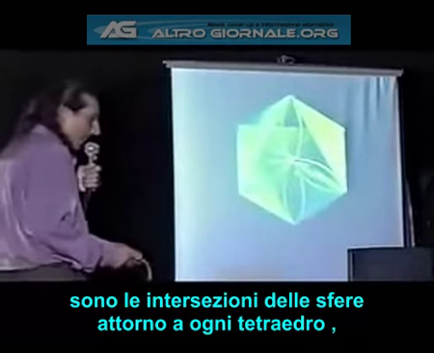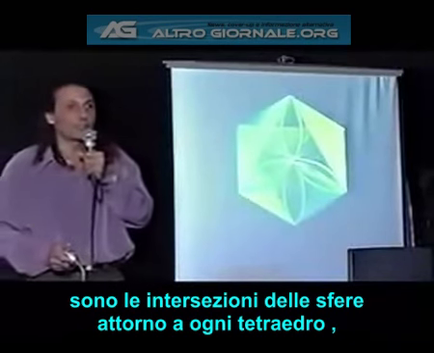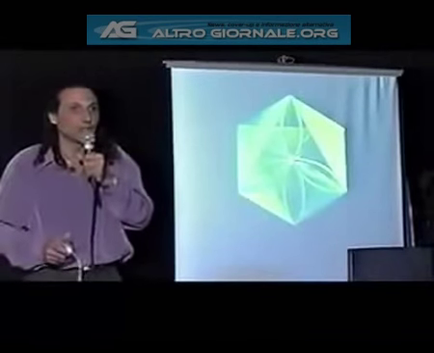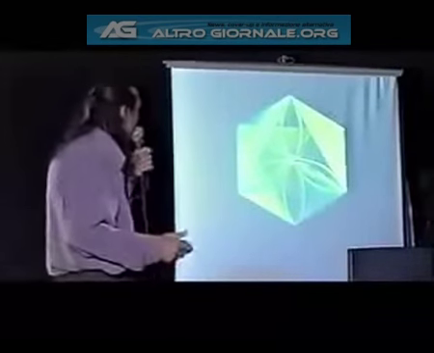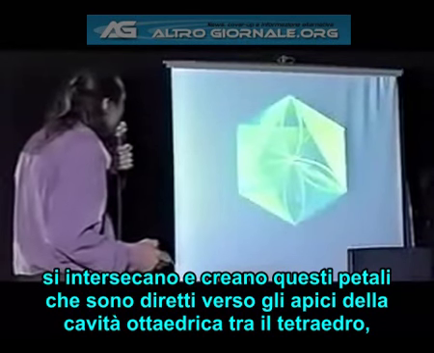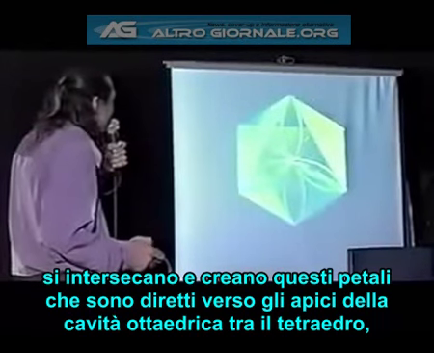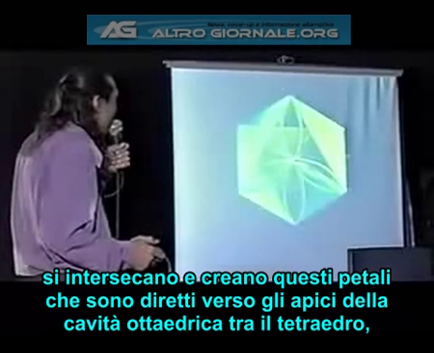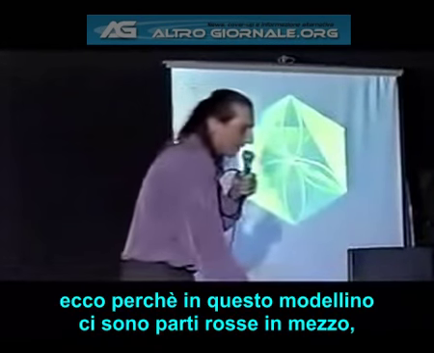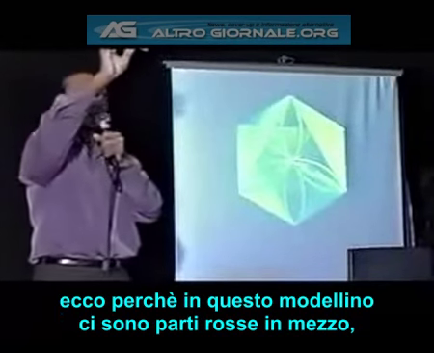You see? That's the intersection of the spheres. If there's a sphere around each tetrahedron, right? Remember, you put a sphere around each tetrahedron. Now they intersect, creating these lobe structures, and these lobes, these petals, go directly to the apex of the octahedron cavity between the tetrahedrons. That's why in this model I have red beads in the middle.